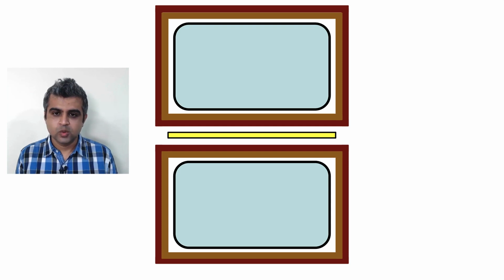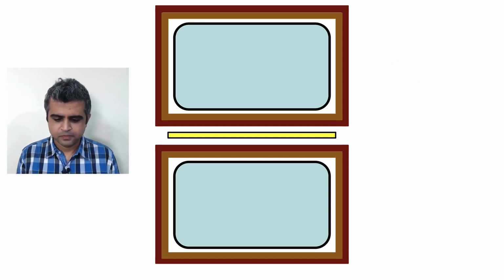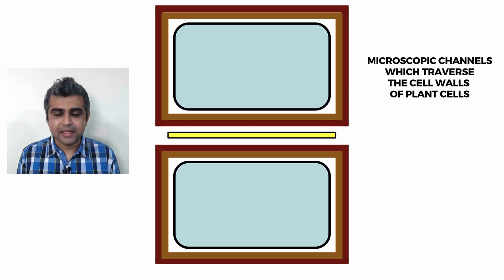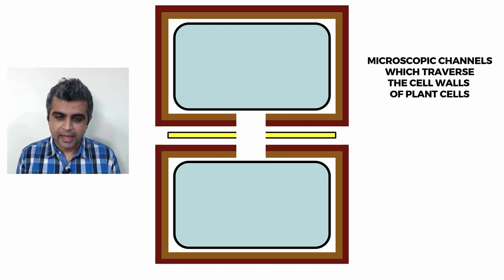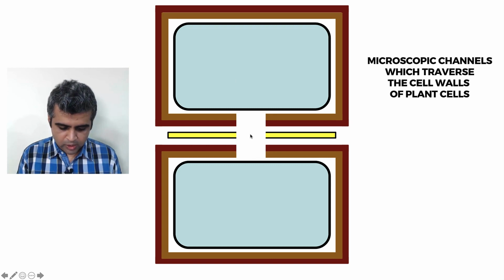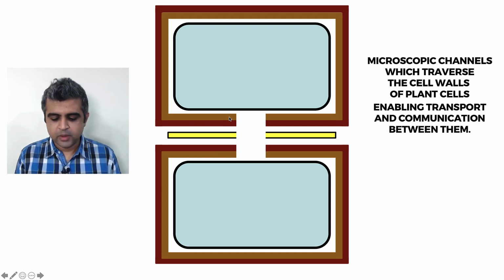That brings us to the next interesting thing, which is that there are sometimes microscopic channels which traverse the cell walls of plant cells. Meaning, literally there is going to be a tunnel which will go from one plant cell to another plant cell, and it will literally go through all the layers which we just discussed. It will go through the secondary cell wall, the primary cell wall, the middle lamella, the primary cell wall and the secondary cell wall. And through this channel, it will enable transport and communication between the two cells.